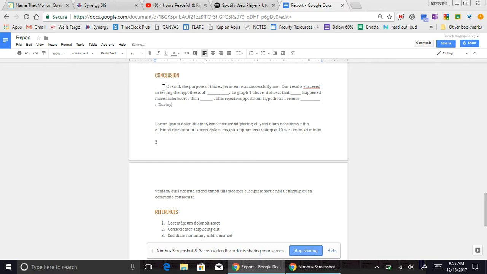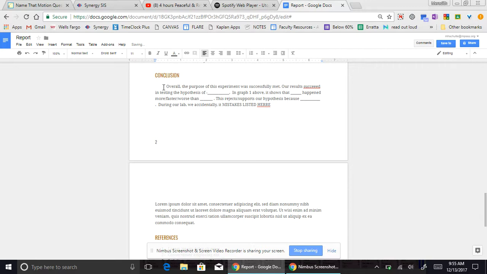So it'd be like during our lab, we accidentally, or it was, mistakes. Sometimes I just put stuff in all caps. It was easier than underlining stuff I have to go fix later. Mistakes listed here, and then I'll do a couple. I don't care about that because I'm obviously replacing that, so I'm not going to make it perfect.